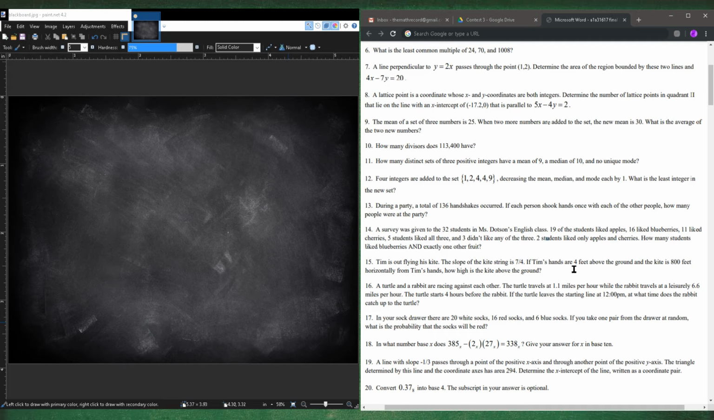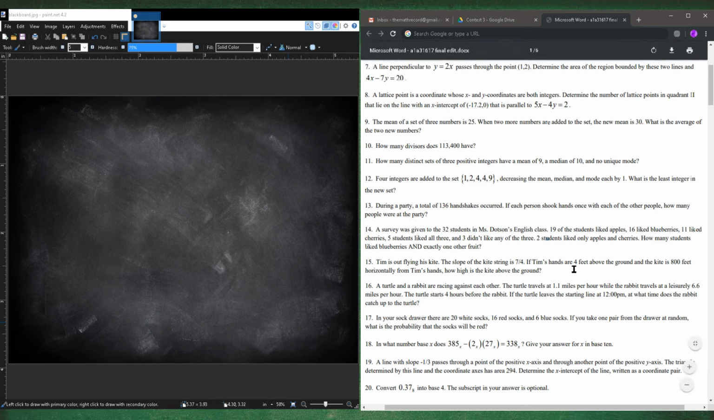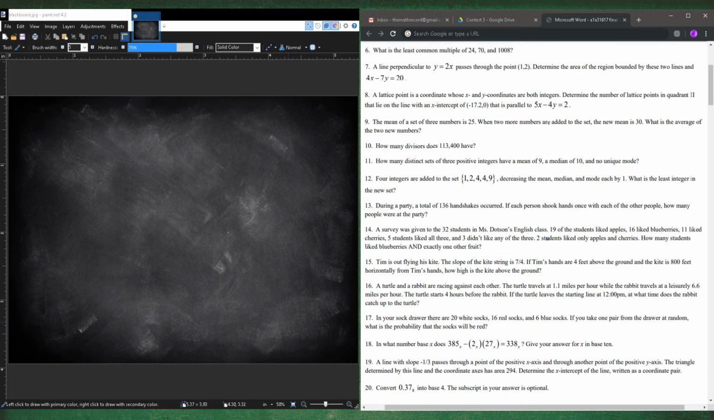Question 12. Four numbers are added to the set 1, 2, 4, 4, 9, decreasing the mean, median, and the mode each by 1. What is the least integer in the new set? So it has to decrease the mode by 1. That means at least 3 of the new numbers have to be 3, basically, because the mode right now is 4. So for the mode to decrease by 1, it has to become 3.